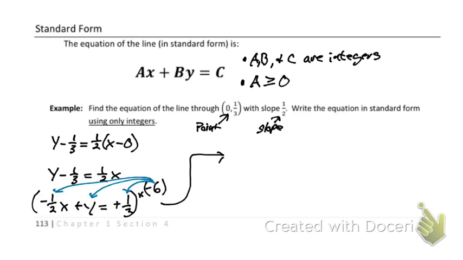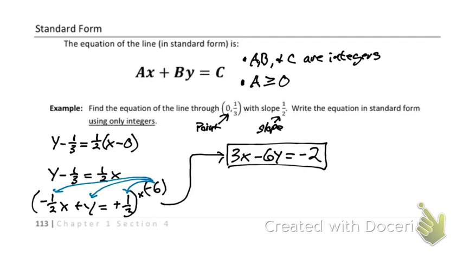So we're going to end up with a positive 6 over 2, which is 3x. We'll have minus 6y equal to negative 2. They're all integers. Our a value is positive, so it is in standard form. That's pretty much all we do in standard form.